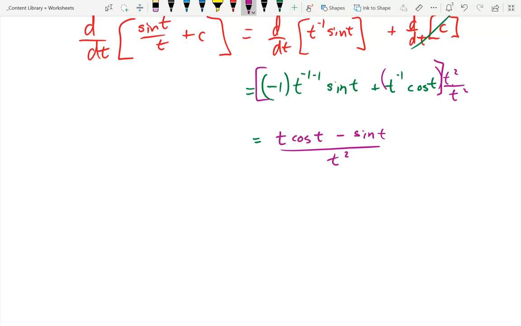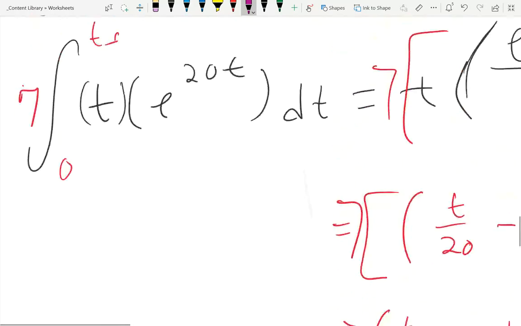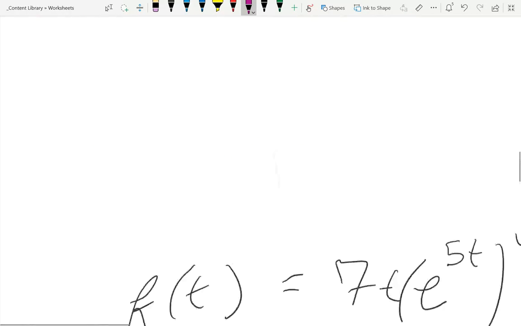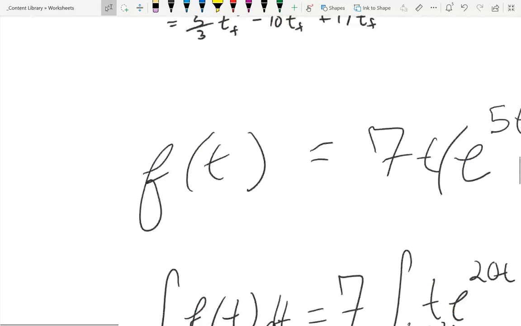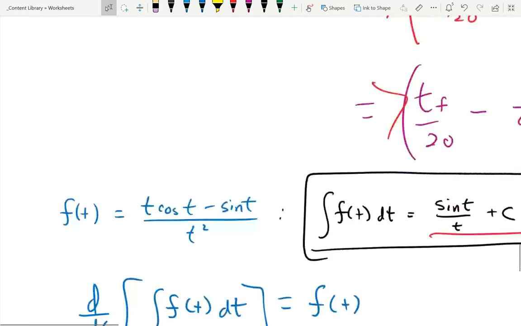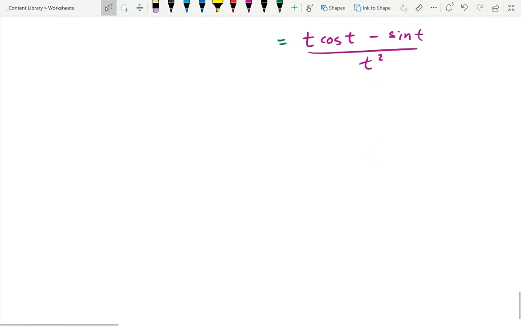And so now we just have to check and make sure, and that is what I put in Wolfram Alpha, but make sure I put the right thing into Wolfram Alpha. t cosine t minus sine t over t squared. Good. So we verified that sine t over t is my integral. Now what about the plus c? If I didn't have limits, I'd put plus c. Since I have limits, I'd not put the plus c in.